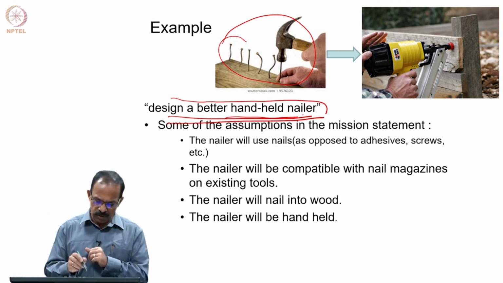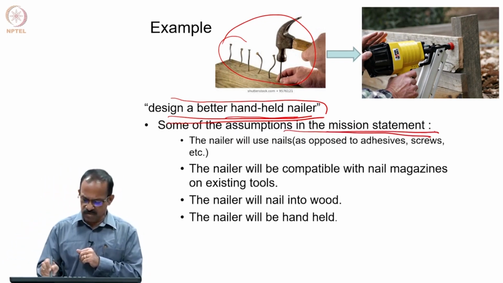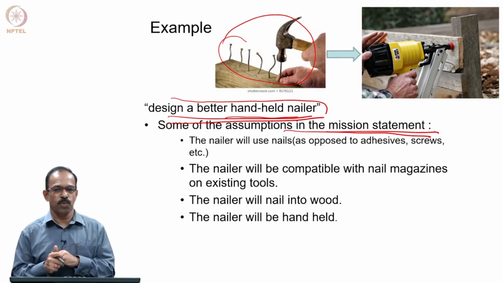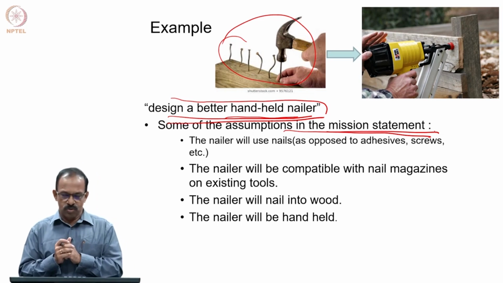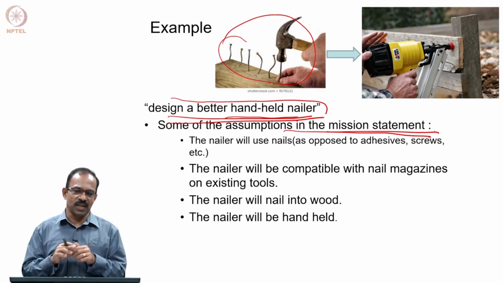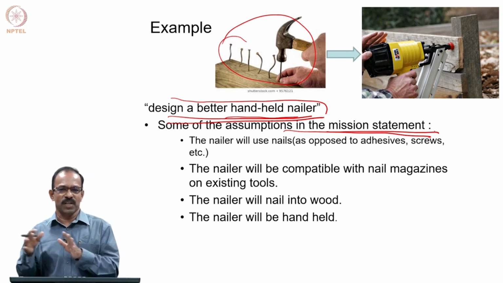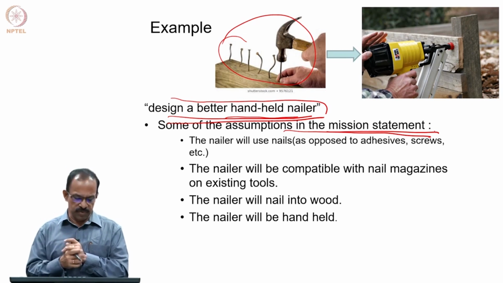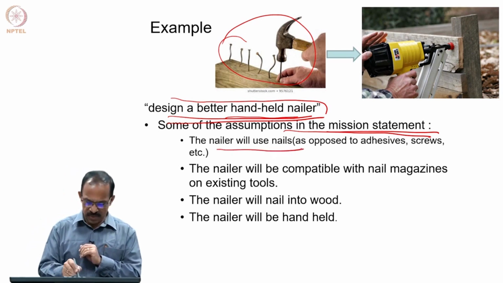So, what we do is have the basic assumptions in the mission statement. Please go back to our initial classes where we talked about the mission statement and other things. In the mission statement, we talk about all those assumptions, basic requirements or fundamental things that we provided in the product. All those things we will identify. We will say that the nailer will use nails.